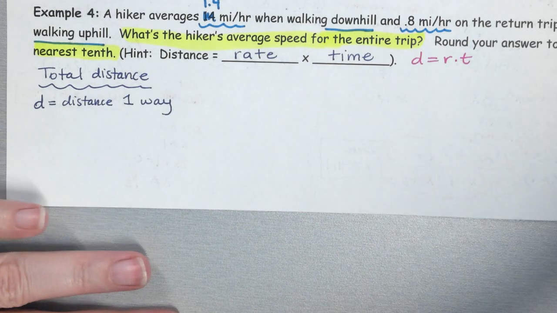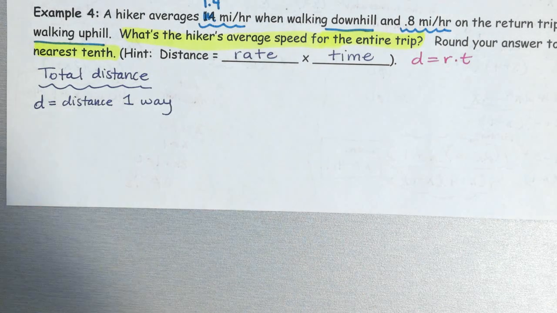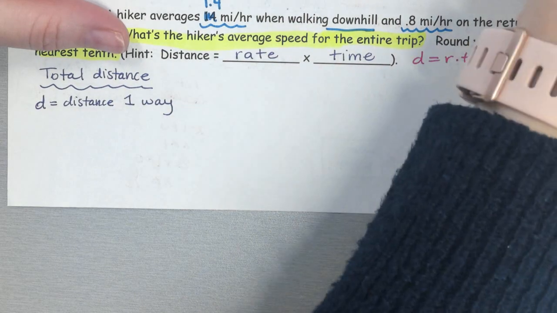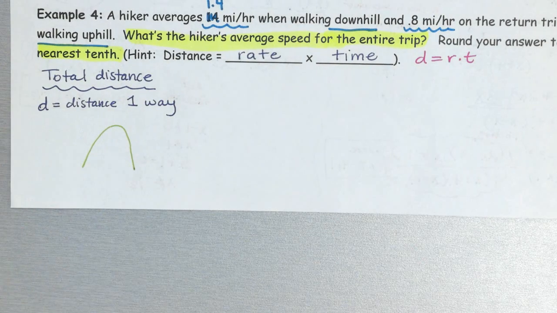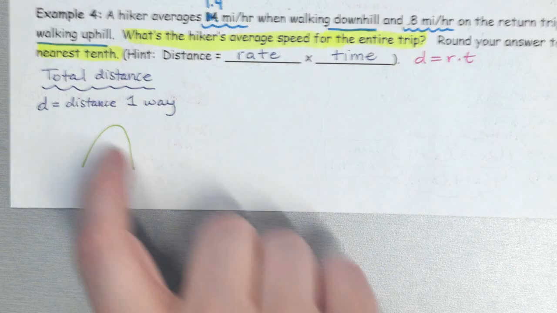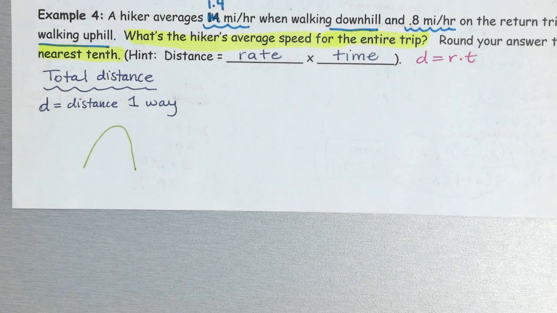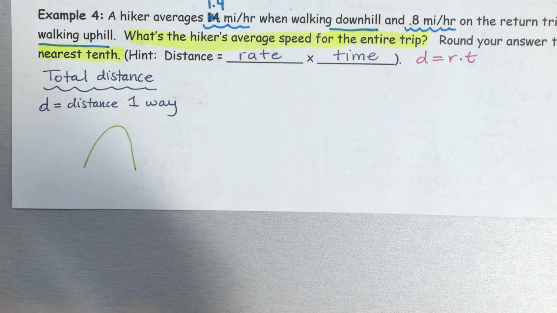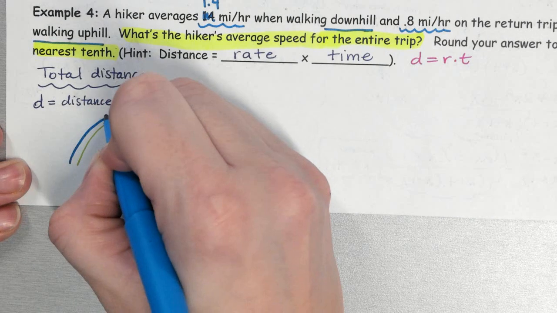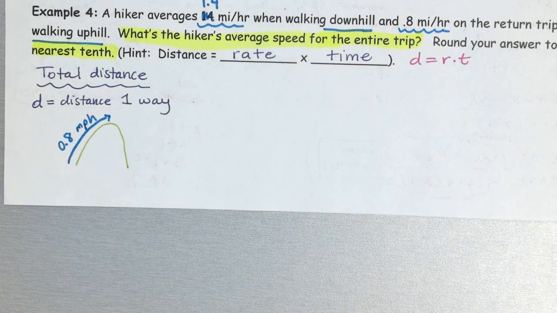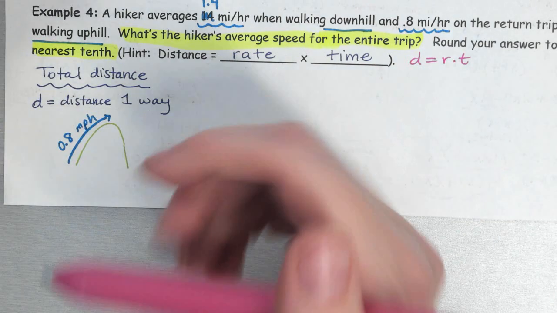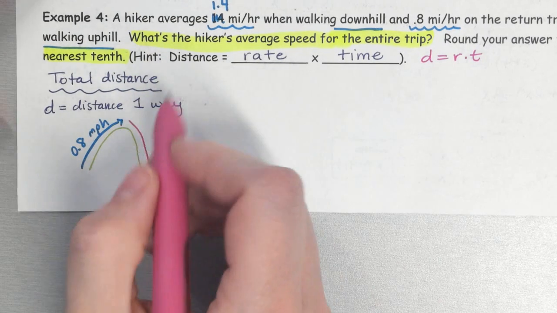Okay, so let's draw our hill here. Just so happens it's a perfect parabola. Oh, that looks a little steep. All right, really they would be walking up the same way, just FYI. They walk up and then they walk down the same way. That's how we know it's the same distance, but for parabola purposes, this is what we got. So on the way uphill, they are going 0.8 miles per hour, and on the way downhill, they're going 1.4 miles per hour.